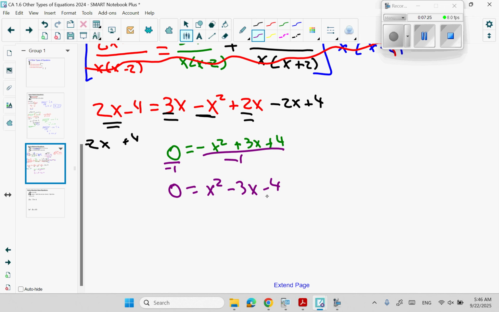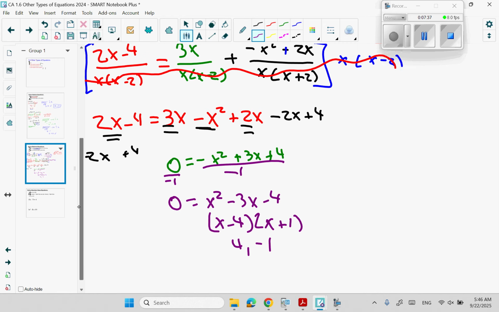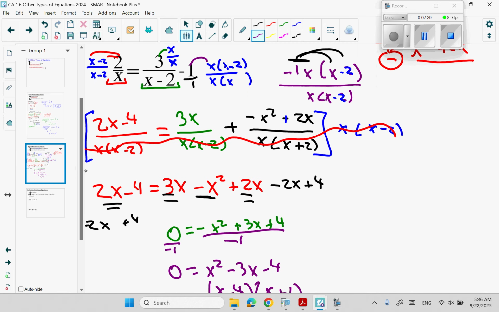What multiplies to negative 4 and adds to negative 3? That'd be x minus 4 and x plus 1. So my potential solutions would be 4 and negative 1, and I would test them in my original.